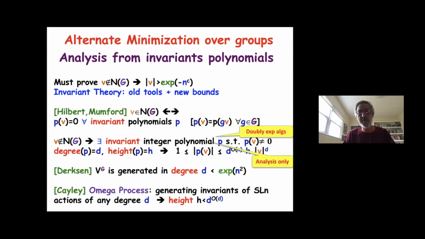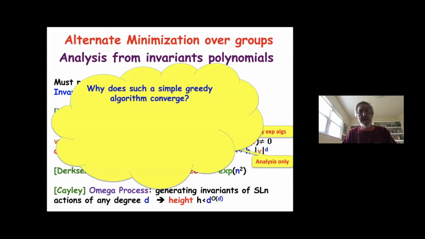So the important thing, as I mentioned, all this happens in the analysis. The algorithm doesn't need to know about it. So okay, we have an analysis, so we know that it works. But so what? I mean, what's going on here? We don't really understand what's going on.